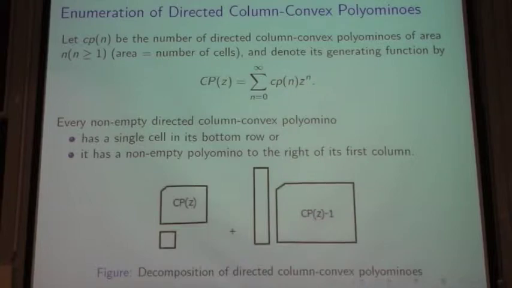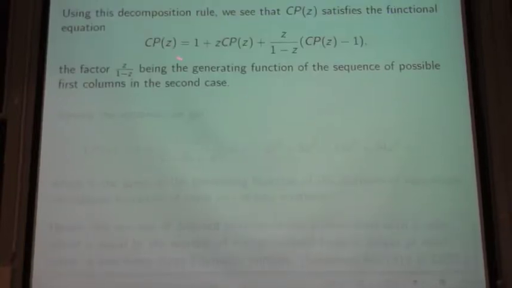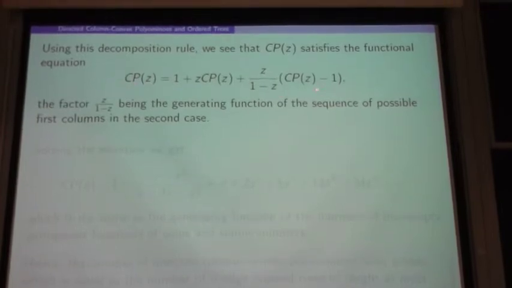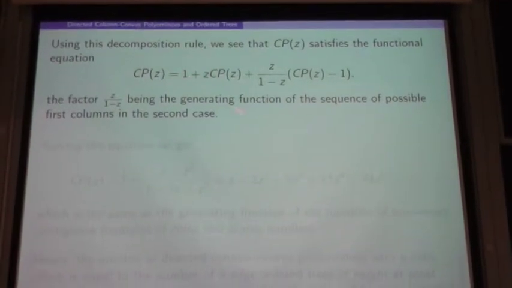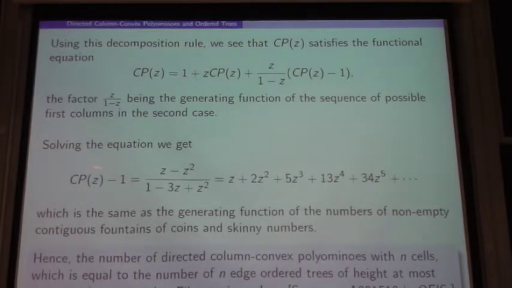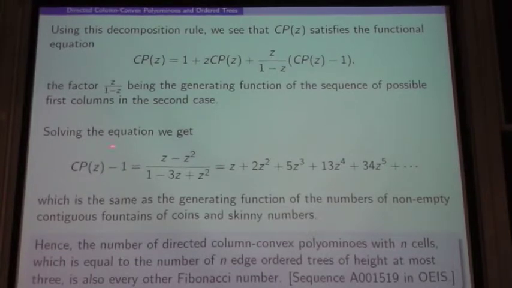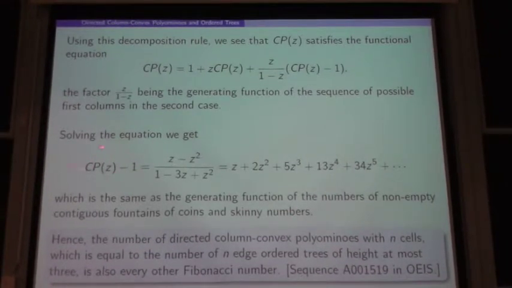So now if you put this into a functional equation, you end up getting that. The generating function will have this particular form, where here I used 1 to denote the case of empty directed column convex polyomino, and you do the trivial algebra there, and you end up getting that Cp of z minus 1, the generating function for the number of non-empty directed column convex polyominoes, is again the same as the previous rational function that we have noticed with contiguous fountain of coins, skinny trees, and so on, and therefore these guys are also enumerated by every other Fibonacci number.